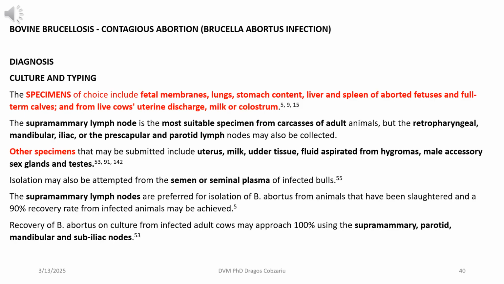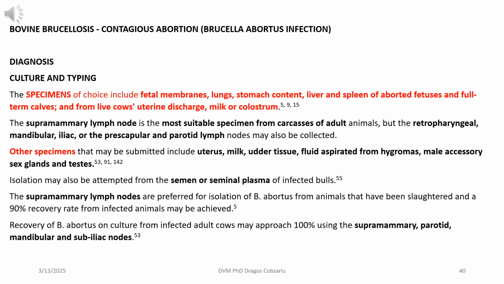Culture and typing. The specimens of choice include fetal membranes, lungs, stomach content, liver and spleen of aborted fetuses and full-term calves, and from live cows' uterine discharge, milk or colostrum. The supramammary lymph node is the most suitable specimen from carcasses of adult animals, but the retropharyngeal, mandibular, iliac, or the prescapular and parotid lymph nodes may also be collected. Other specimens that may be submitted include uterus, milk, udder tissue, fluid aspirated from hygromas, male accessory sex glands and testes. Isolation may also be attempted from the semen or seminal plasma of infected bulls.